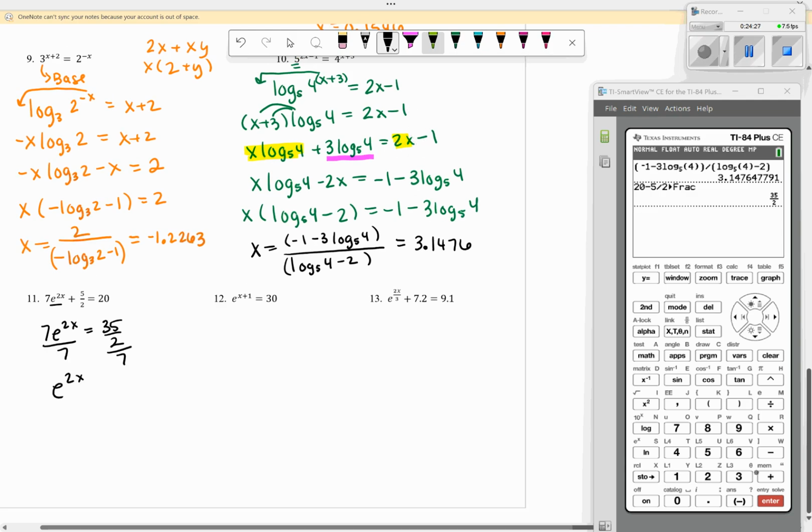So e to the 2x is equal to, remember when you divide a fraction by a fraction, you keep, change, flip. So this is really 7 over 1. So when you multiply it, it becomes 1 over 7. So that's where we're going to get the 35 over 14.